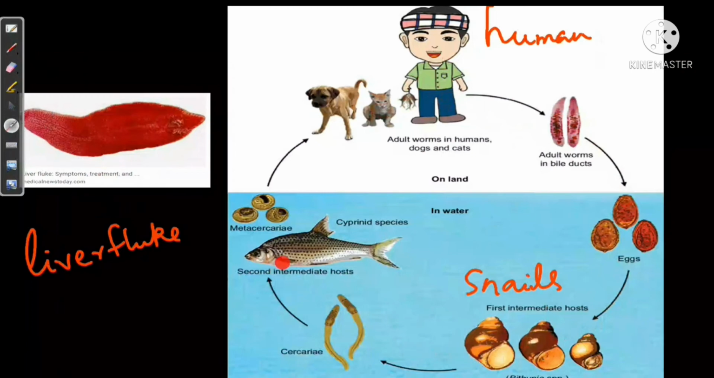Then there are other hosts too, fish. So fishes and snails are the hosts of these liver fluke. And when these fishes are eaten by a human being without proper cooking, that is when the parasite enters into the human tract. So these snails as well as the fishes are intermediate hosts.